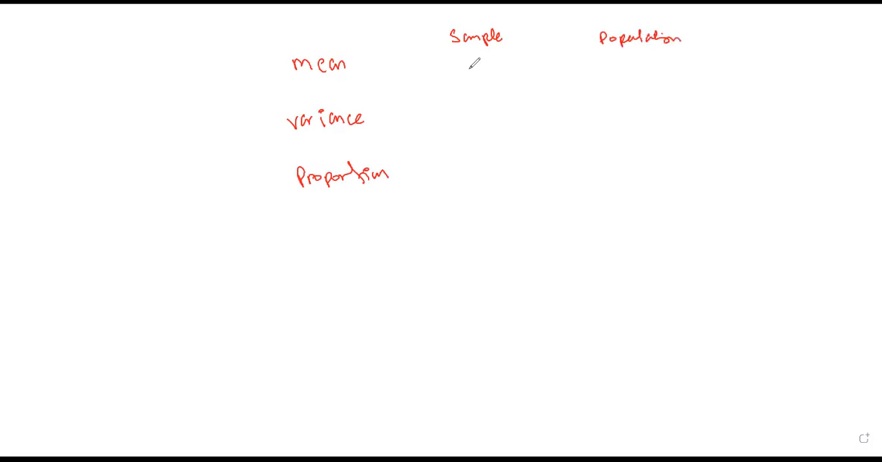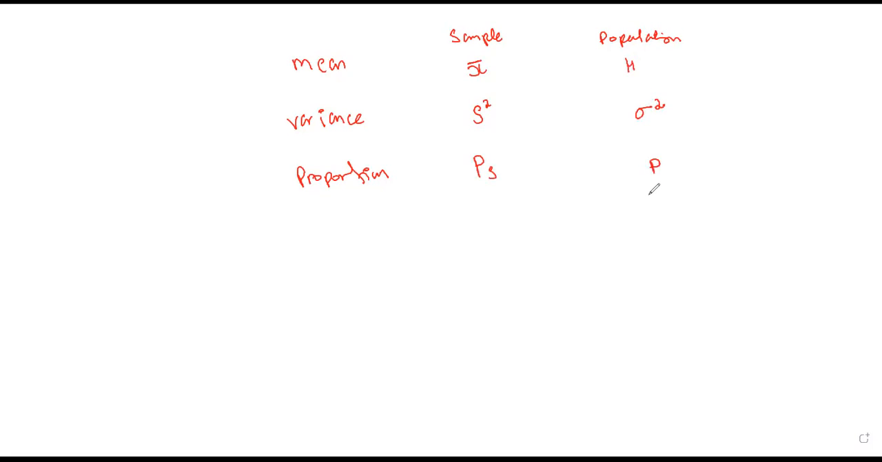Then the second question comes: sample and population. Can you please help me with filling in this table? Sample mean is x bar, sample variance is S square, sample proportion is p s. Population mean is mu, population variance is sigma square, population proportion is simply p.